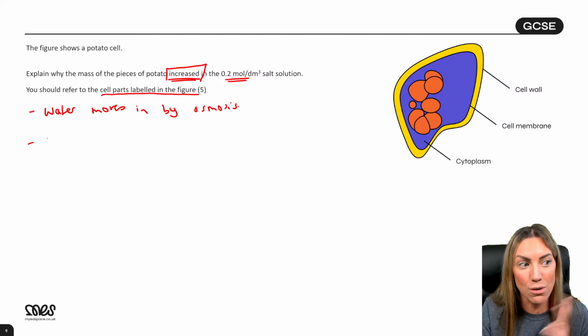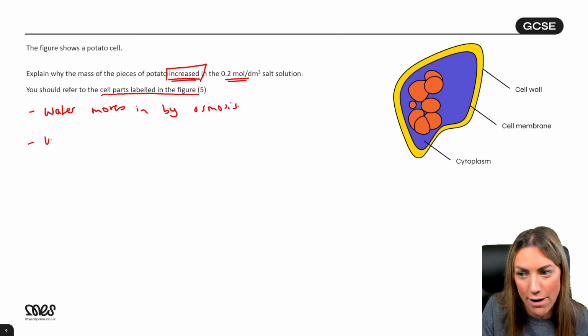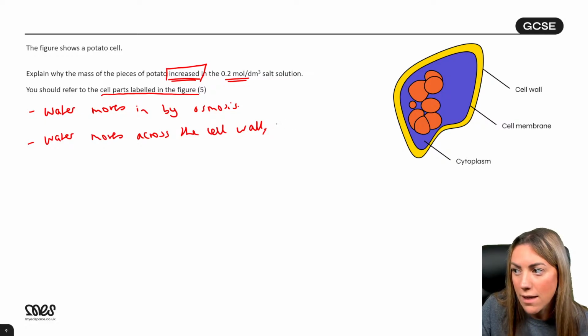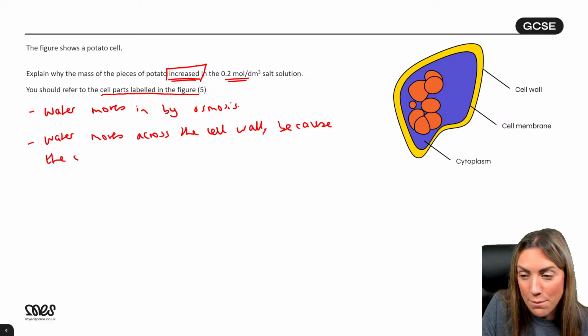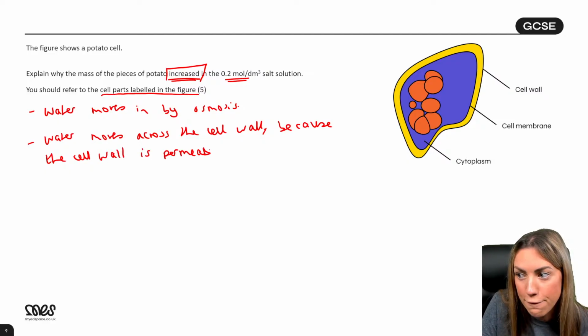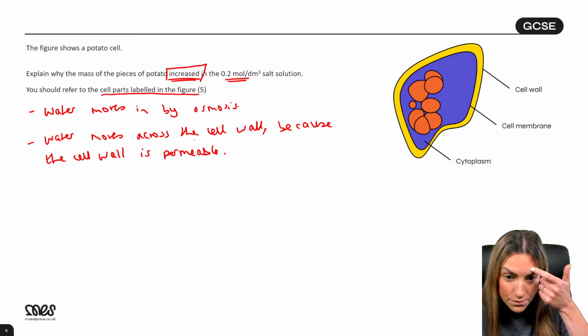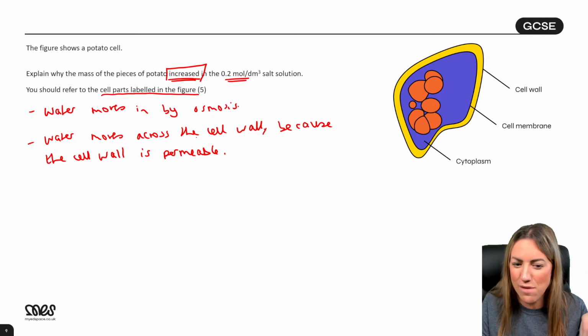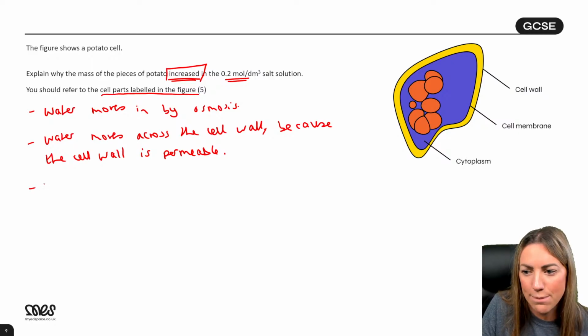Now we have to talk about, because it told us in the question, refer to the cell parts in the diagram. So water moves, first of all, across the cell wall. Why? I always bullet point every answer because the cell wall is permeable. It's fully permeable, the cell wall. Yeah, Debola, you're getting like a mark for each structure. It's a bit of a weird question, isn't it? But the cell wall is permeable.